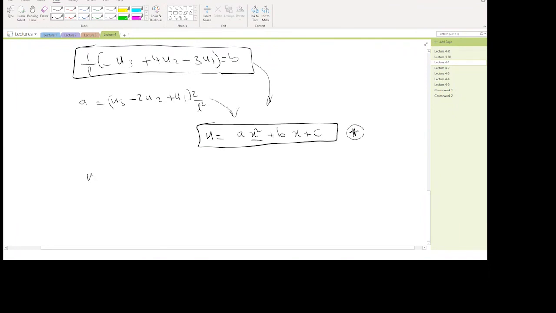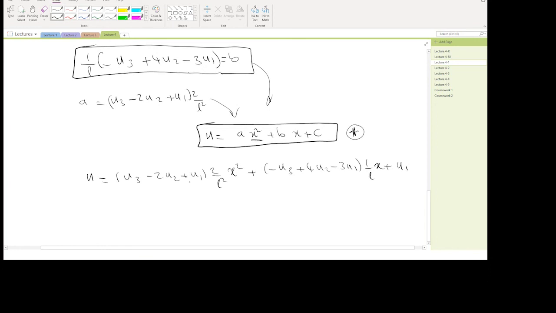You will have U is equal to A, U3 minus 2 U2 plus U1 over L squared, or it's 2 over L squared, multiplied by X squared, obviously, plus B, I have minus U3 plus 4 U2 minus 3 U1 multiplied by 1 over L multiplied by X. And then you have C, this is U1. You already had C from the first equation. So this is the equation I have for the shape functions.